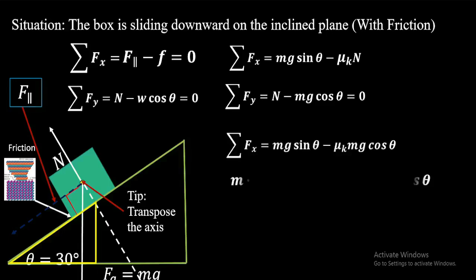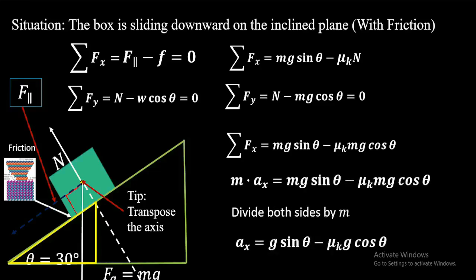We equate it to Newton's second law. Divide both sides by m. The acceleration of an object on an inclined plane in the presence of friction is given by.